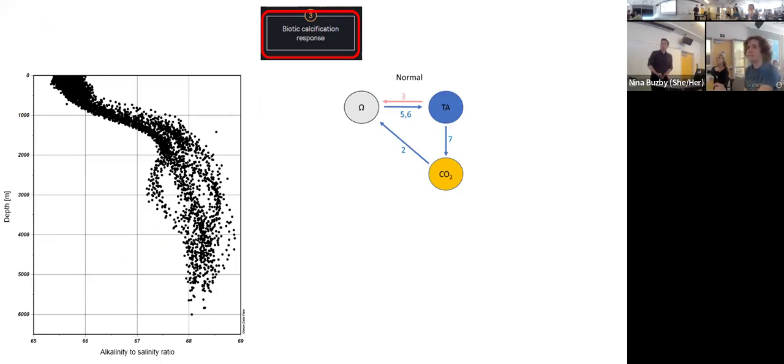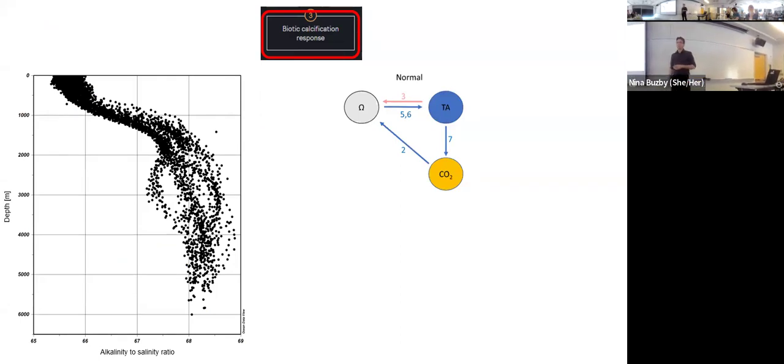Yeah, that's great. So this is trying to get at that last box that I had circled and haven't touched yet, which is the biotic calcification feedback. This is a plot of the alkalinity to salinity ratio on the x-axis, and on the y-axis you have depth. You don't need to worry about this. This is data from the I-5 cruise in the Indian Ocean, which we just got off of last summer. It's not important that it's there. That was just the data that I had on hand.